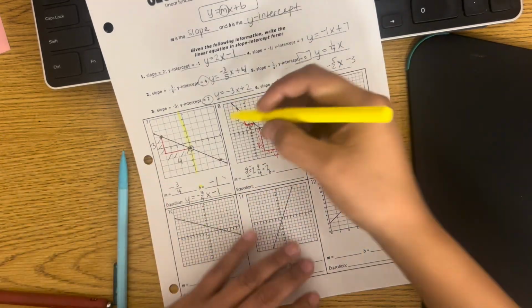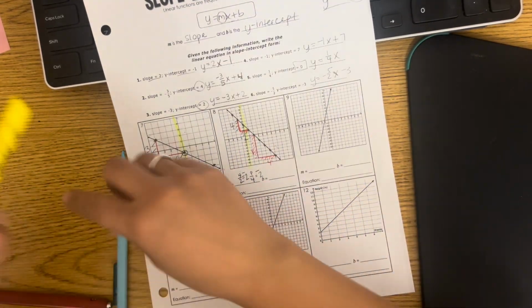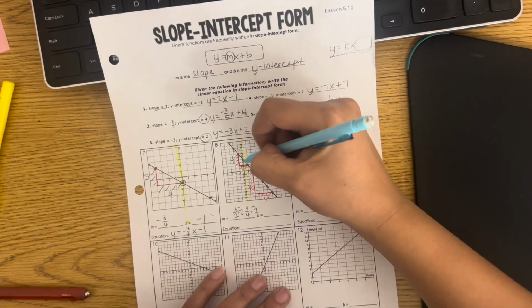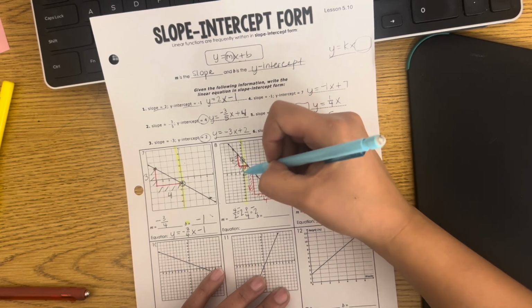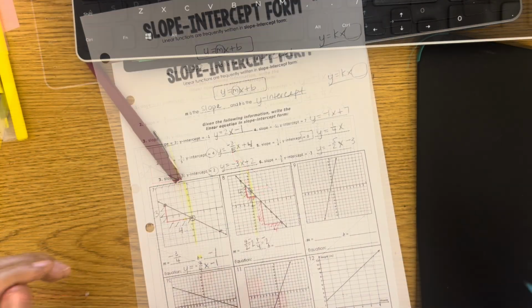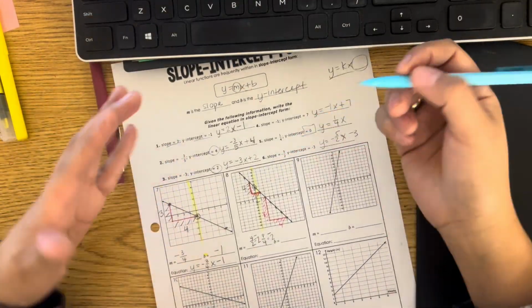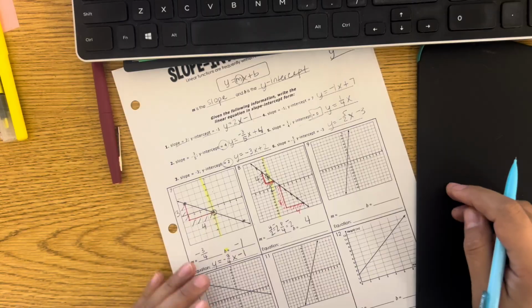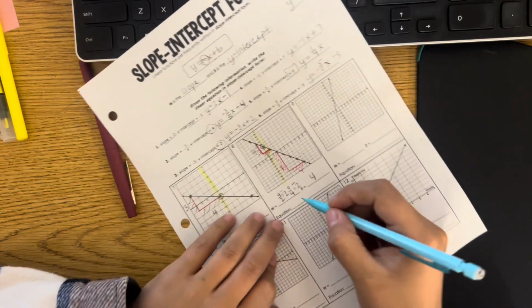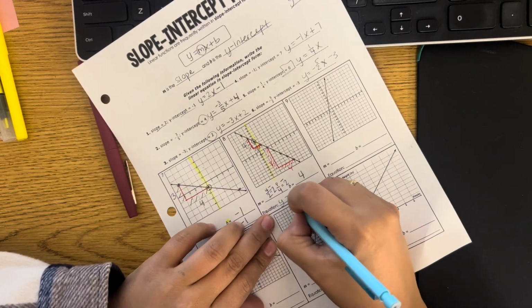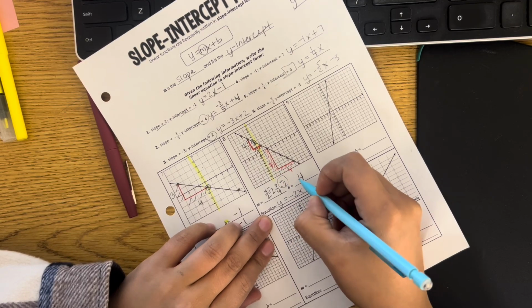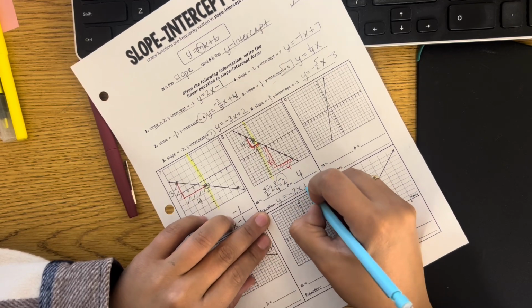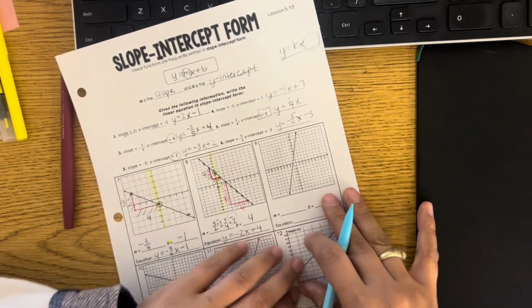And then I look at where it's crossing the y-axis. Look at where it's crossing the y-axis would be here, which if I look at the numbers, it says 4, or I can count up from 0. And if it's above 0, that means it's +4. So my y-intercept is +4. So then I put my equation together, which means y equals my slope, which is -2x, and then my y-intercept is +4, so I put +4. And then we continue again.